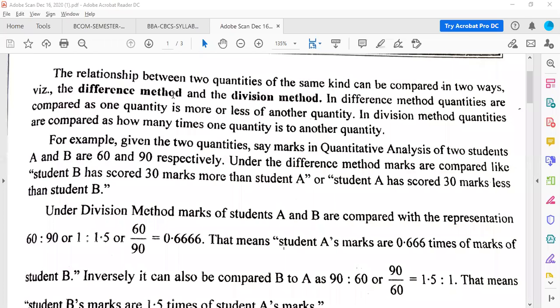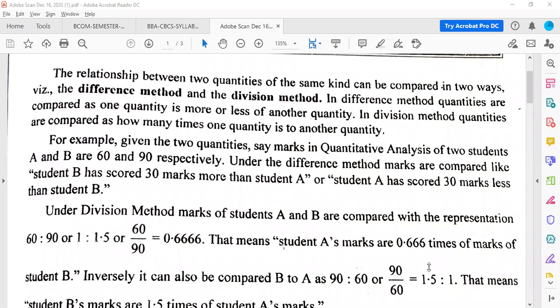Now, the next chapter is ratios. The relationship between two quantities of the same kind can be compared. Now, here the major thing that we are trying to do, or the major thing that we are invited to do, is by comparing the quantities.